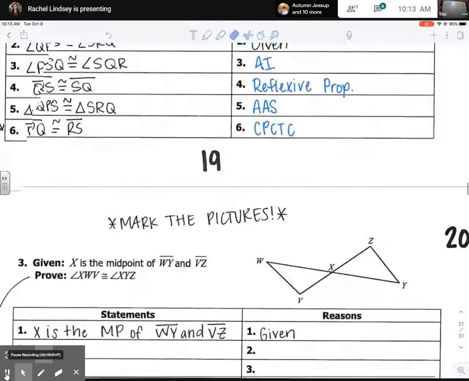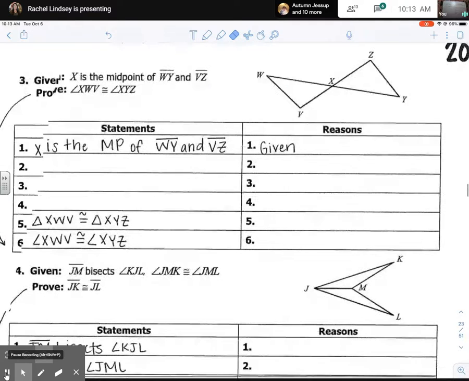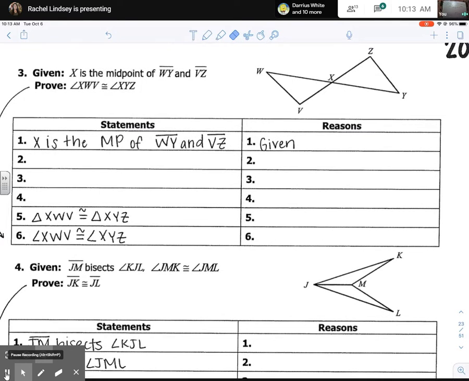So number 3, look at what we're trying to prove. We're trying to prove angle XWV is congruent to angle XYZ. What's my last reason going to be? CPCTC. So I've already got one thing done. Now it tells me X is the midpoint of WY and VZ. So X is the midpoint twice. So how many times are we going to have definition of midpoint? Twice.